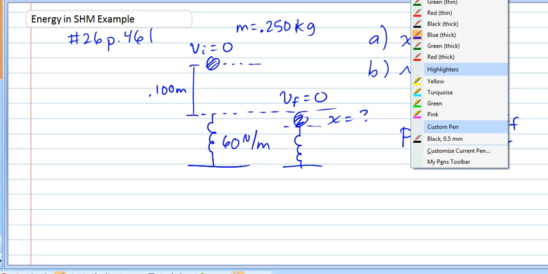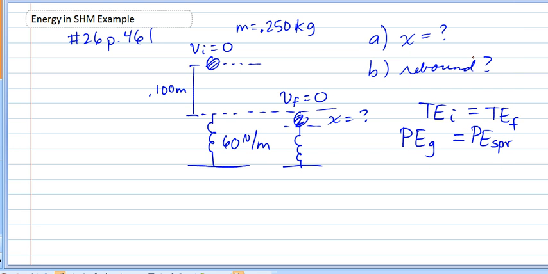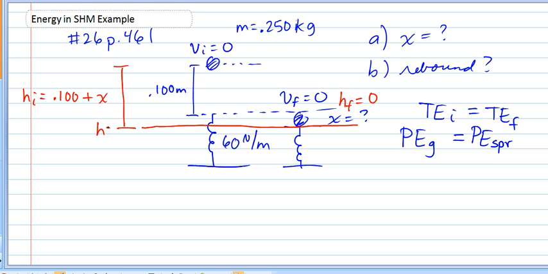And here's the key. You always have to have a 0 point for gravitational potential energy. I'm going to make the 0 point basically the second point where the ball comes to rest. So the true height that it starts from is not 0.1 meters, it's 0.1 plus x. That's the initial height. And so therefore the final height is going to be 0 because we're making this h equals 0 line right here. So hopefully that makes sense. And the neat thing about potential energy is that we can set the 0 point anywhere we like.